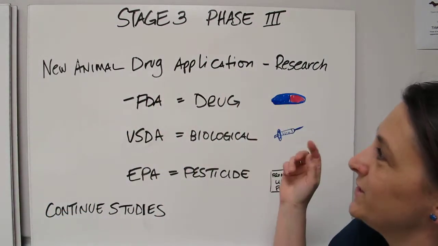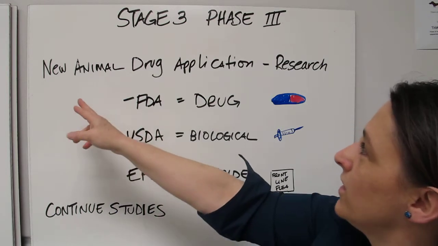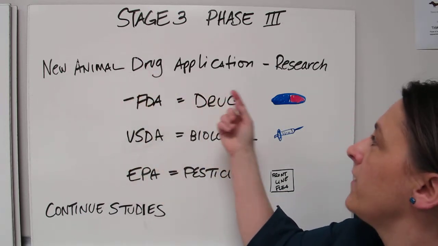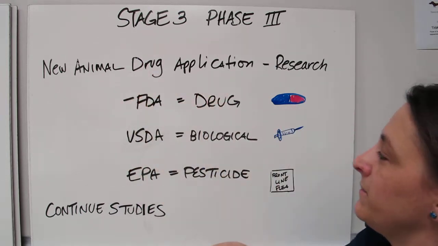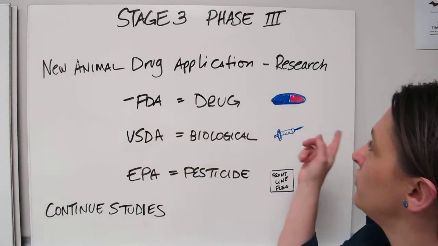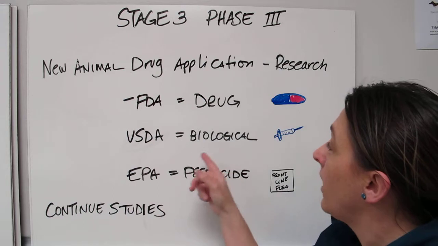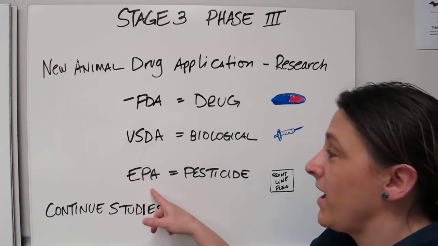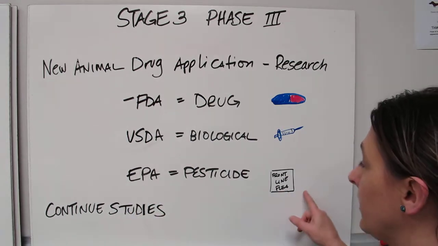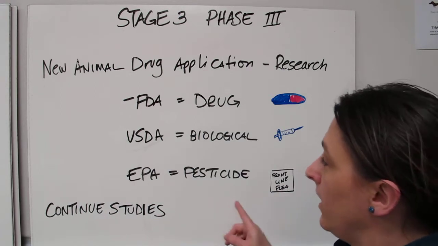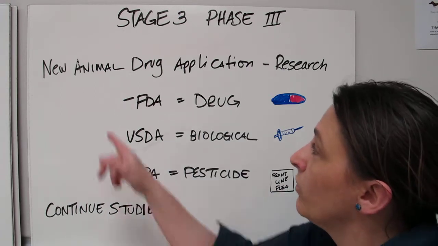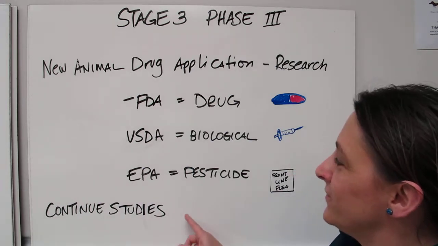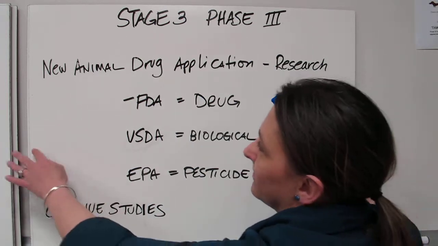So in stage 3, phase 3, this is when they make the NADA, or the new animal drug application. They turn in all their research, okay, and they may turn it in to either the FDA, which regulates drug making, the USDA, which does biologicals, so they do vaccines, okay, and then the EPA, they do pesticides. So things like Frontline, flea and tick, other pesticide type material. While they're going through these, they continue with studies, okay, and if something changes at this point, they will stop production.